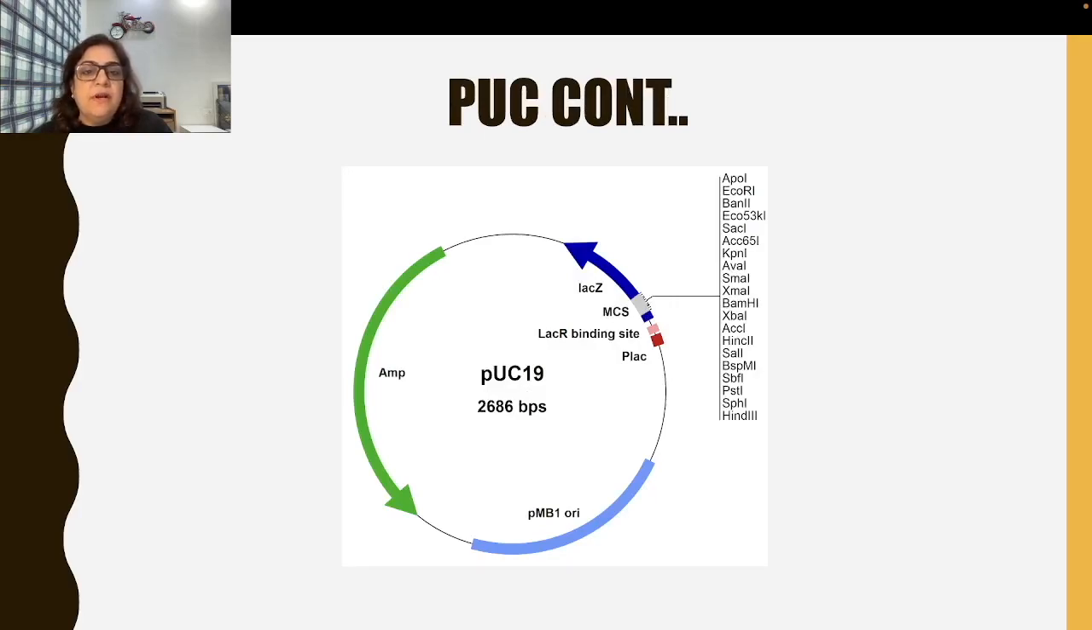This is the pUC19. You can see it has a multiple cloning site, means you can use a number of restriction enzymes. If you have BamH1, you can use BamH1. If you have EcoR1, you have a site for EcoR1 also, and it has a lacZ gene. The lacZ gene codes for beta galactosidase, and you have the ampicillin resistance gene also, but blue white selection is there.